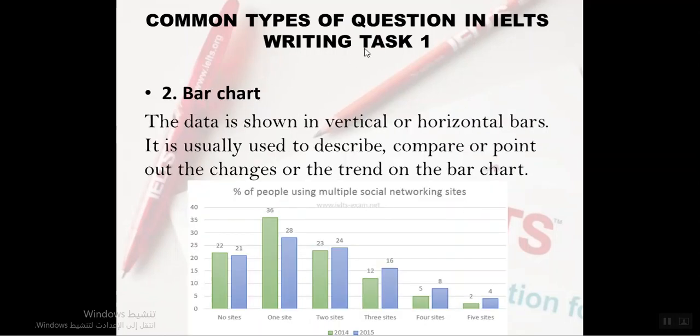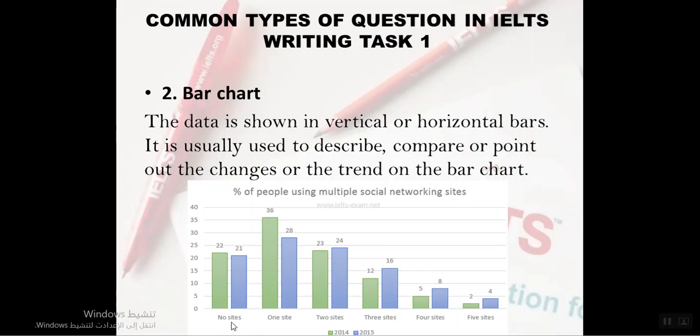Number 2, the second type of question you're going to see in writing task 1, is the bar chart. The data is shown in vertical, or sometimes horizontal, bars. It is usually used to describe, compare, or point out the change or the trend. For example, this is what the bar chart looks like: the percentage of people using multiple social networking sites. The green color is 2014 and the blue color is 2015.